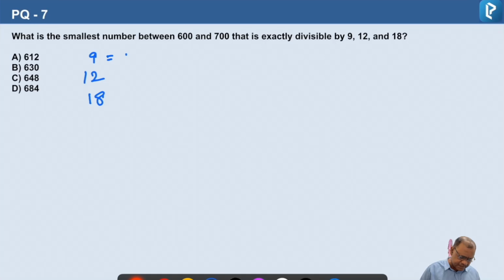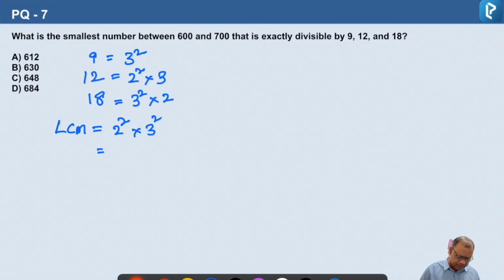So 9 is 3 square, 12 is 2 square into 3, 18 is 2 into 3 square. So what is the LCM? LCM takes the highest powers: the highest power of 2 is 2, the highest power of 3 is 2. So that is 4 into 9, 36. 36 is the LCM of 9, 12 and 18.